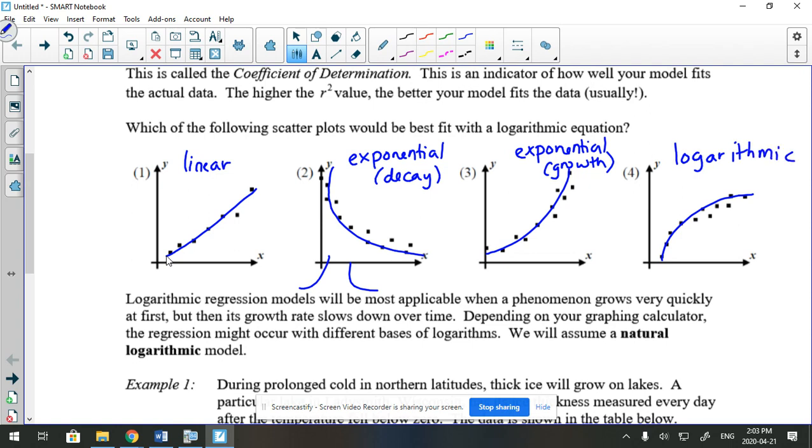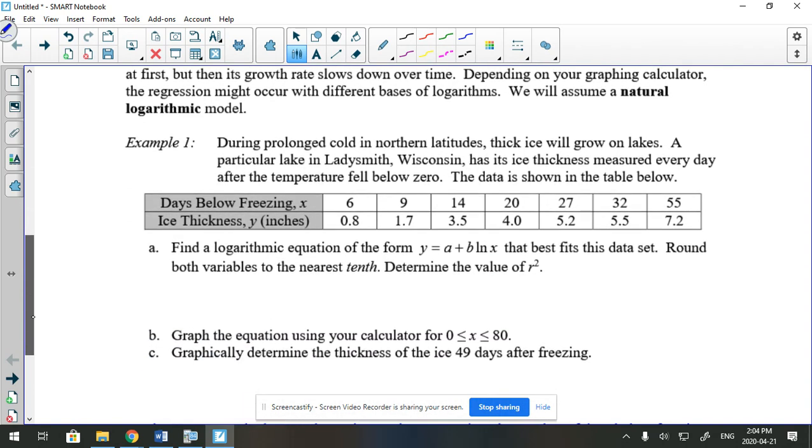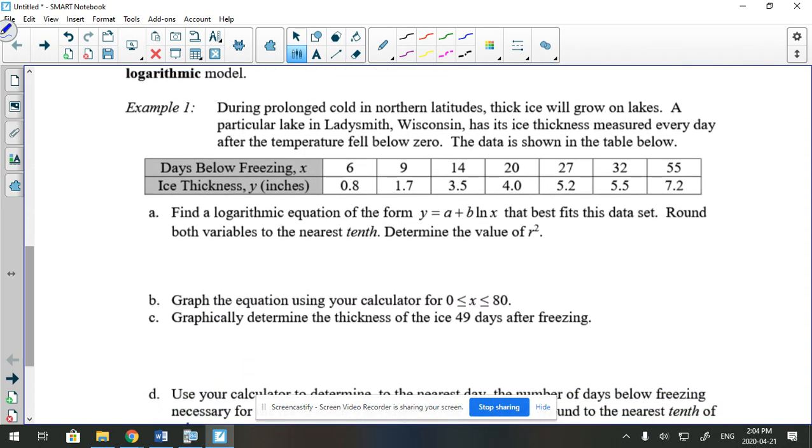Okay, so let's look at an example. Most of this is just figuring out how to use your calculator properly with it, so I'll work through one with you. Here's example 1. It says, during prolonged cold in northern latitudes, thick ice will grow on lakes. A particular lake in Ladysmith, Wisconsin, has its ice thickness measured every day after the temperature fell below 0. And here is my data in my table.